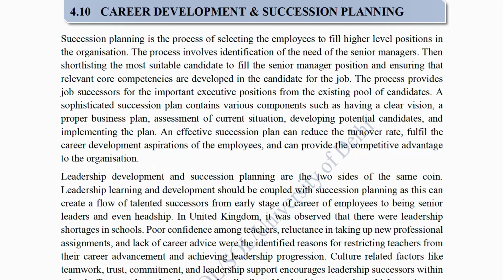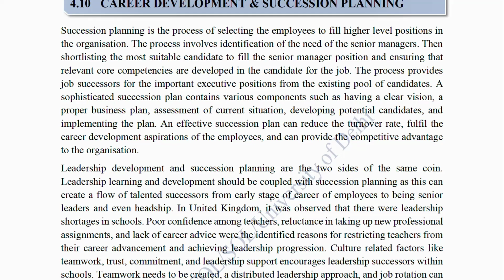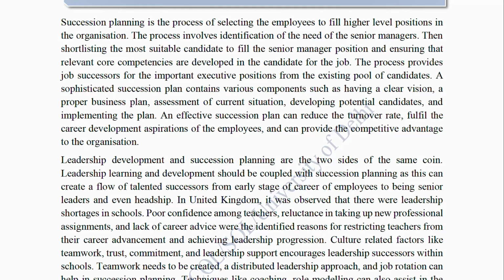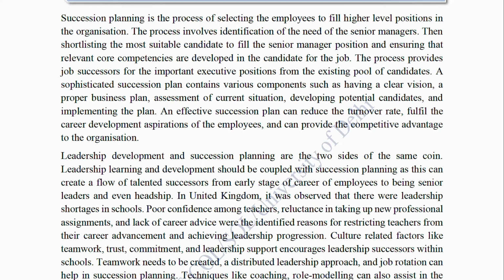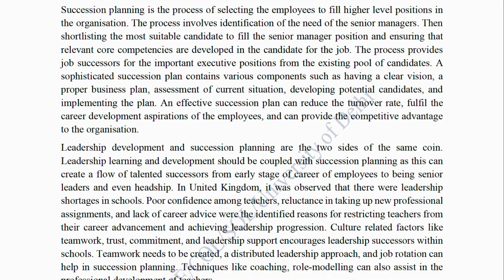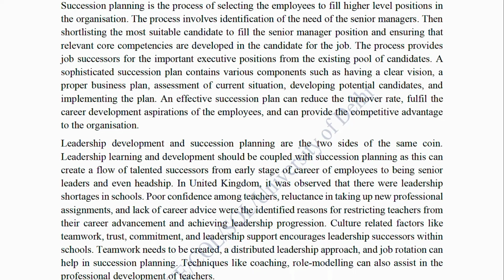Leadership development and succession planning are two sides of the same coin. Leadership learning and development should be coupled with succession planning, as this can create a flow of talented successors from early stage of career of employees to being senior leaders and even headship. In the United Kingdom, it was observed that there was leadership shortage in schools. Poor confidence among teachers, reluctance in taking up new professional assignments, and lack of career advice were identified reasons for restricting teachers from their career advancement and achieving leadership progression.